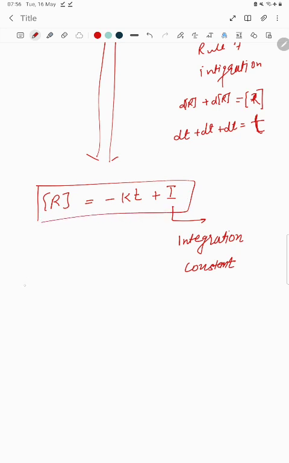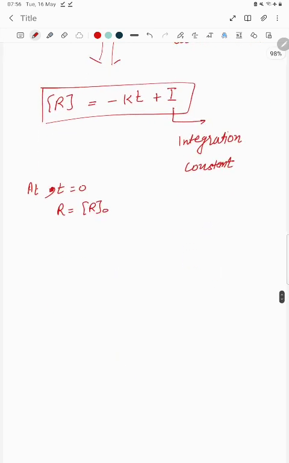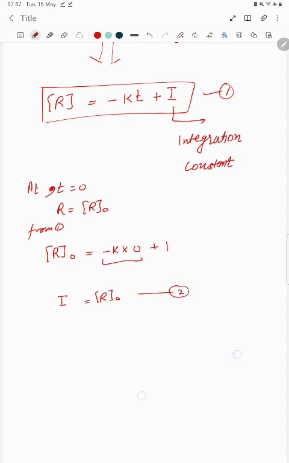Now we write this value at t is equal to 0. So R is equal to what, students? R naught, because time is 0. So we are plugging in the values. In place of R, we put R naught, minus k, in place of t it will be 0, plus I. So this term will be 0. So I is equal to R naught. This is equation number 2.